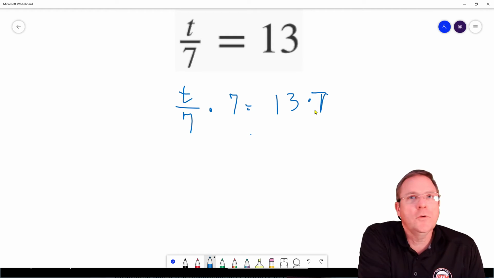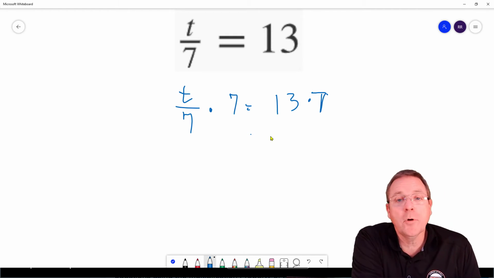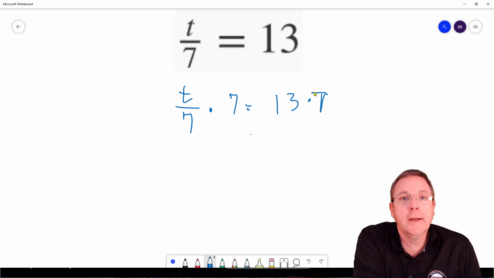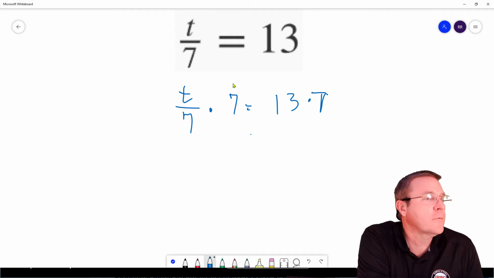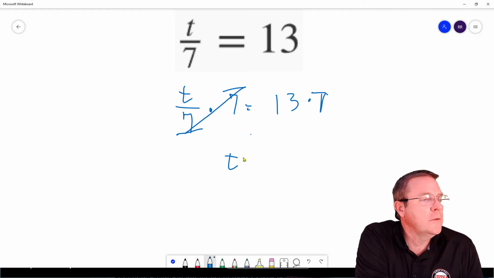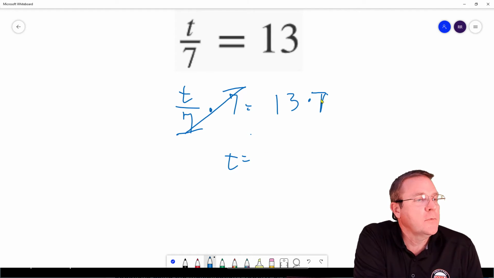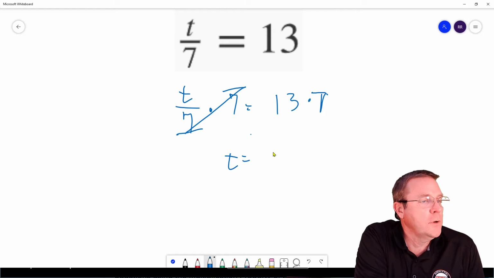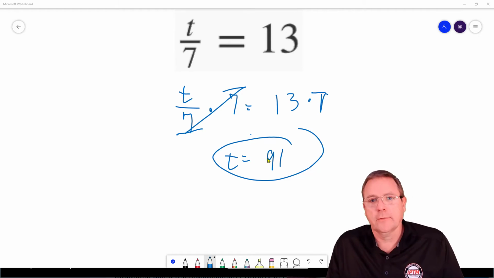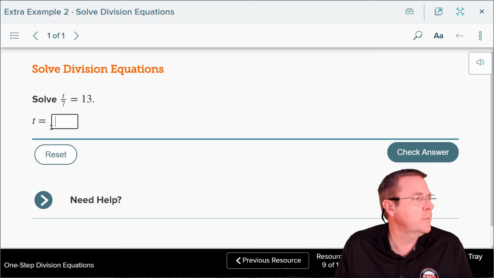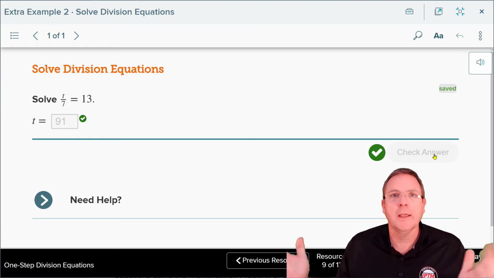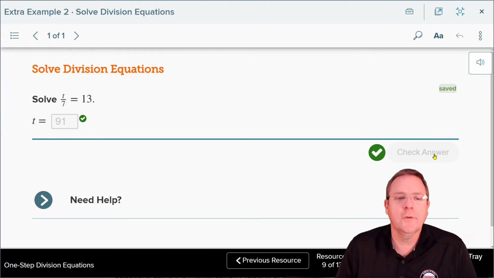Now the textbooks use parentheses. I like the multiplication dot. As long as you don't have a negative number in there, it doesn't make any difference. 7 divided by 7 is 1. 1 times t is t. 13 times 7, well, that's going to be 70 plus 21, which is going to give us 91 for our final answer. Jump back over here to the textbook, put in our 91, and hit check. The answer checks. That's all there is to do on these problems.